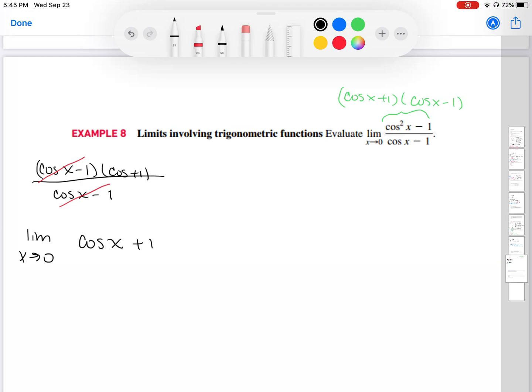All right, well, cosine of x at 0 is 0. Oh, it's 1. Sorry about that. Cosine at 0 plus 1. Cosine at 0 is 1, and so we're left with 1 plus 1. We get 2.